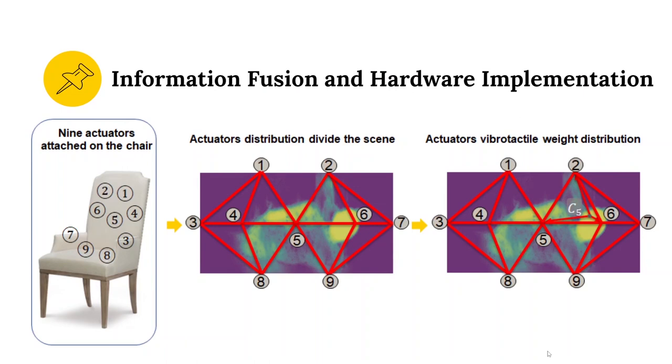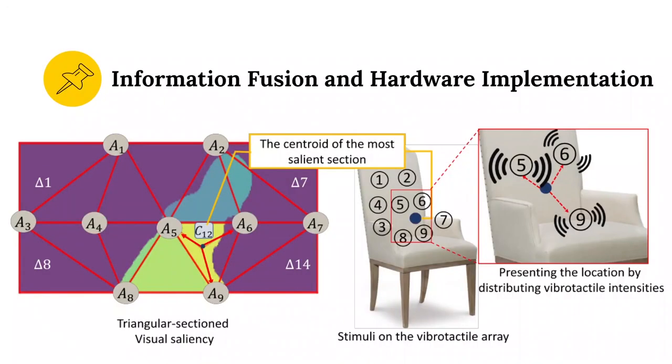This works by simultaneously vibrating multiple adjacent actuators, chosen from the vertices of the enclosing triangles, with appropriate amplitudes to create the illusion of a vibration somewhere between them. As an example of the phantom rendering, we can create a virtual vibration sensation at position C12 by activating actuators A5 with a stronger amplitude than A6 and A9. Further details are available in our paper.